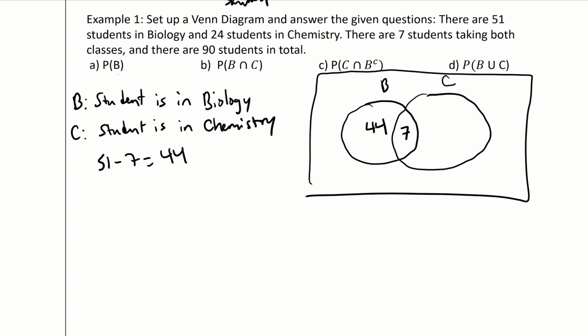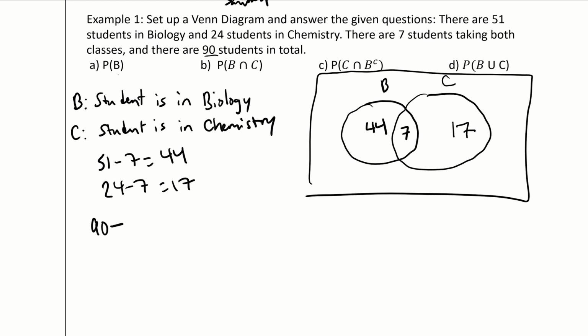Right? And now for chemistry, there are 24 students in chemistry. However, 7 of them are also in bio. So we're going to take the difference and get the students that are just in chemistry, which is 17 students. Now, there are potentially students that are not taking either of the classes, right? But we know there are 90 students in total. So we're going to figure out how many are not taking either class.